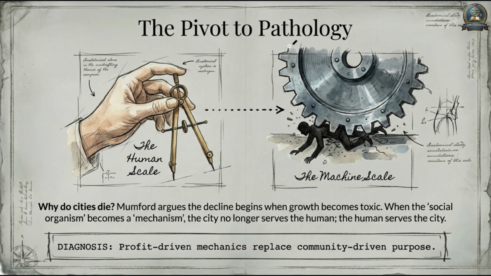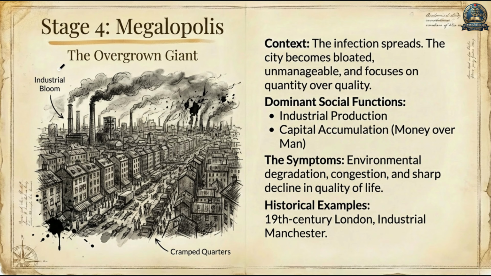The pivot to pathology. Why do cities die? Mumford argues that the decline begins when growth becomes toxic, when the social organism becomes a mechanism. The city no longer serves the human; the human serves the city. Diagnosis: profit-driven mechanisms replace community-driven purpose. After that, the city begins to decline.